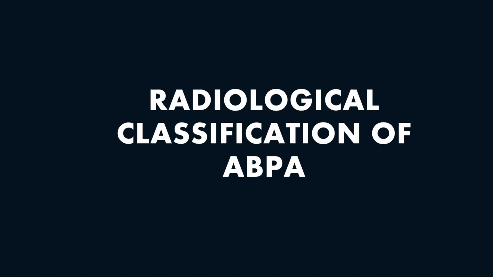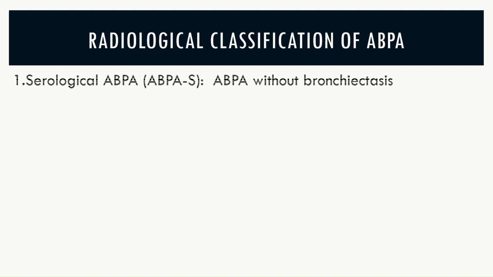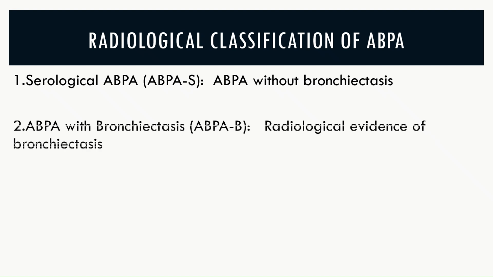Radiological classification of ABPA. Radiological classification of ABPA is based primarily on chest imaging findings. Serological ABPA refers to patients who meet immunological criteria for ABPA but have no bronchiectasis on imaging. ABPA with bronchiectasis is diagnosed when bronchiectasis is present on radiological imaging.